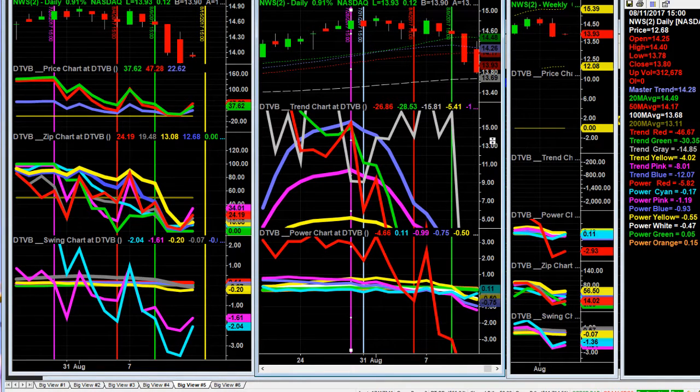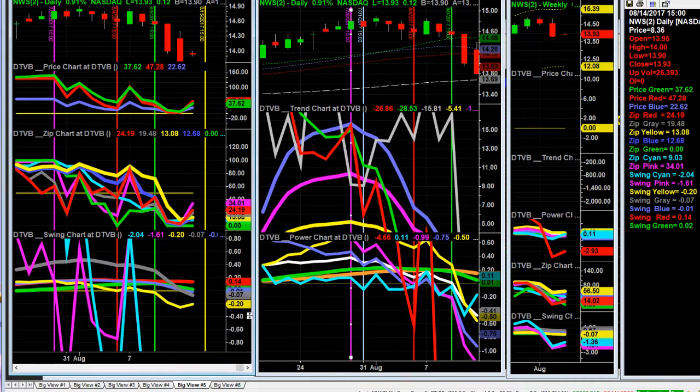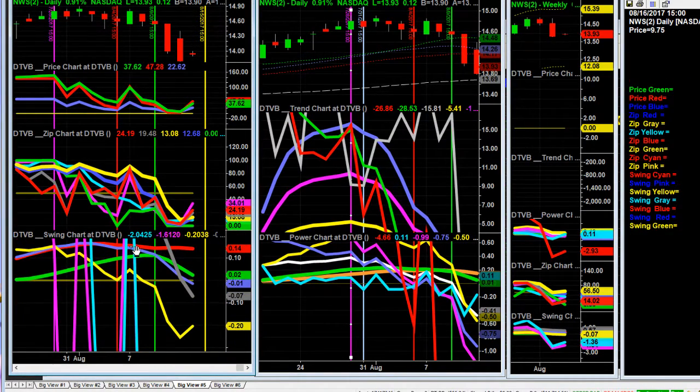And so also the other 2 groups are your orange, green, and red. You can see them going slightly up here, going right through. And then, of course, your swing red and green over in the swing chart. And keep in mind, red and green never cross. Green will always be on the bottom of red.